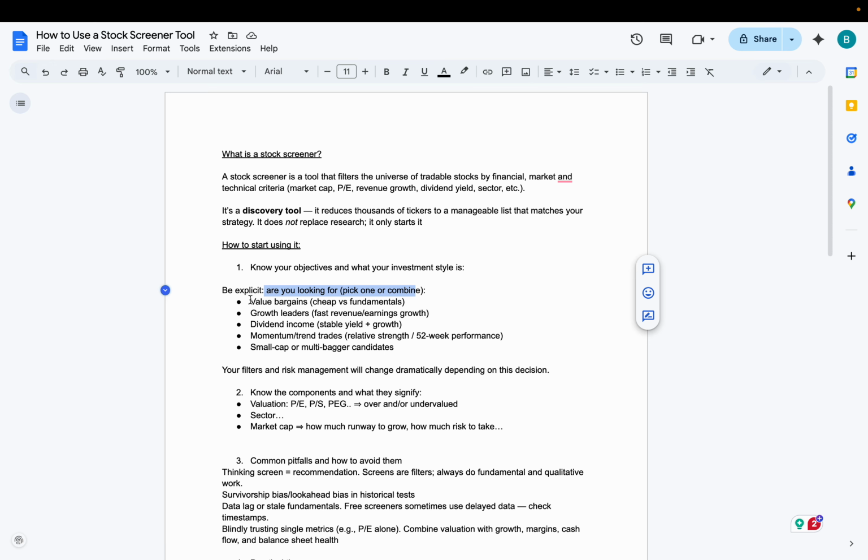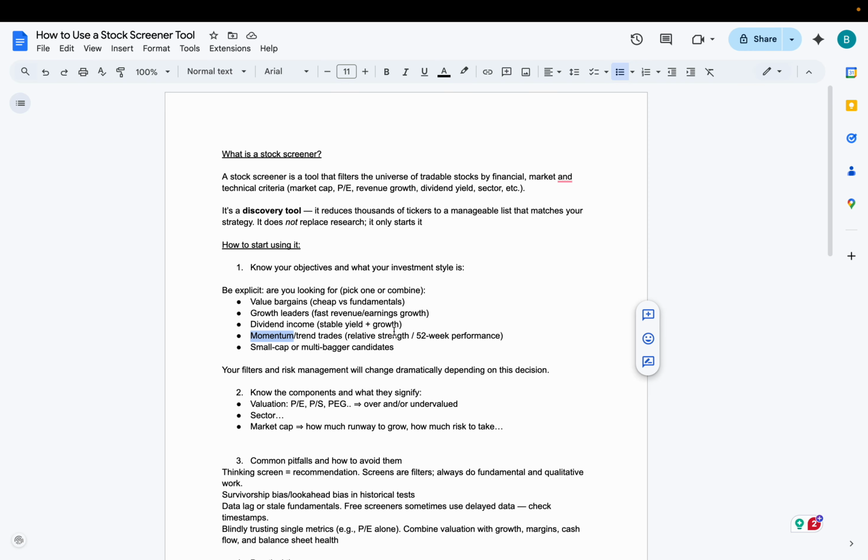Number one, your value bargains, whether you're looking for a cheap price versus the fundamentals that are showing. Growth leaders, which is more for aggressive investors that don't mind volatility in their portfolio, with fast revenue and earnings growth. Dividend income, so maybe you want more stability, you want to slowly grow your wealth over time, and you prefer to see cash flow coming in. Then you look into a dividend income portfolio, where you look at stable yield plus manageable growth.